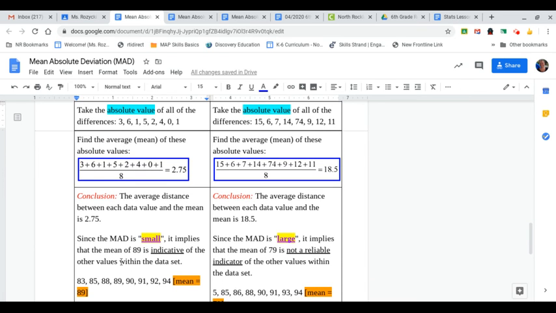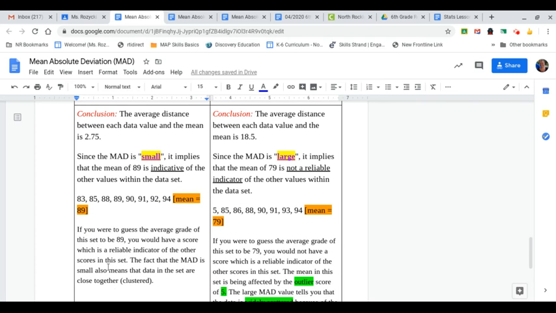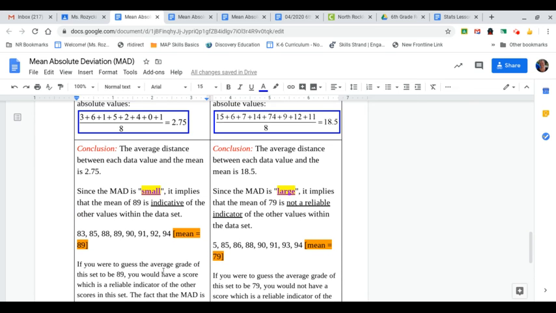So the MAD is very small. It implies that the mean, which is 89, is indicative of the other values. That means that the data values are clustered together very closely.